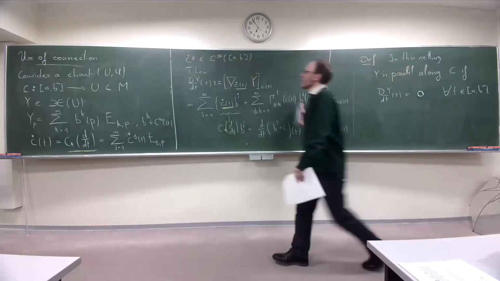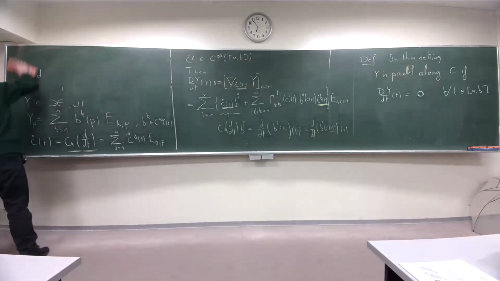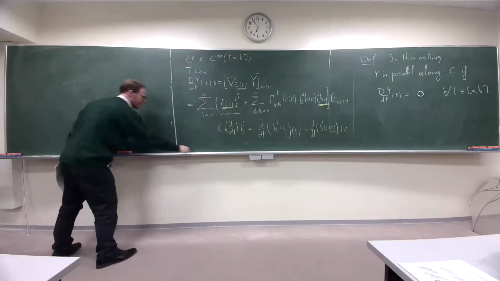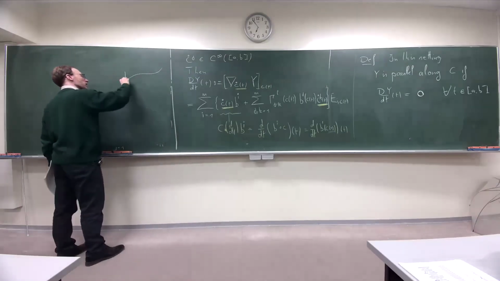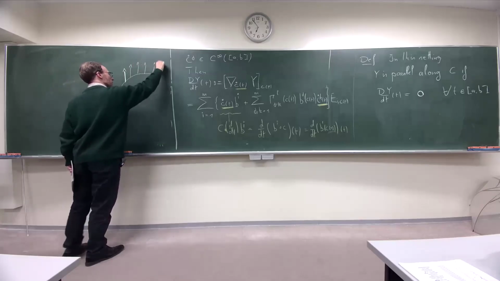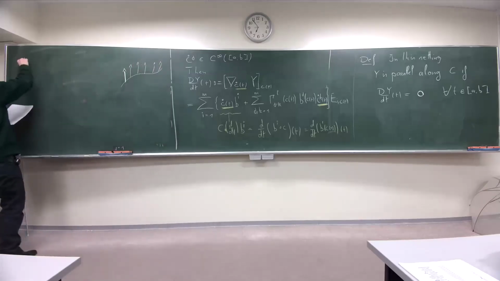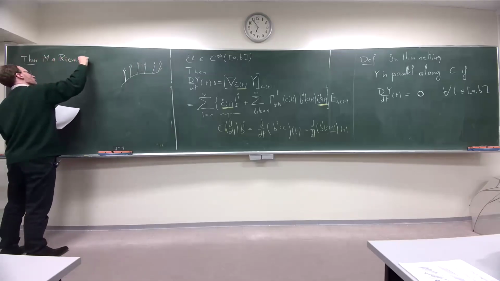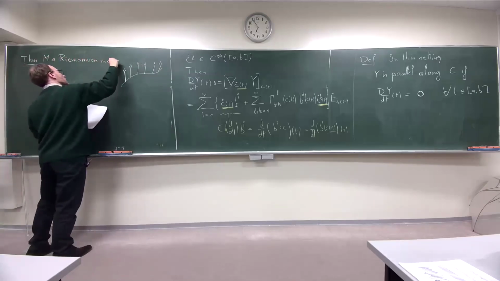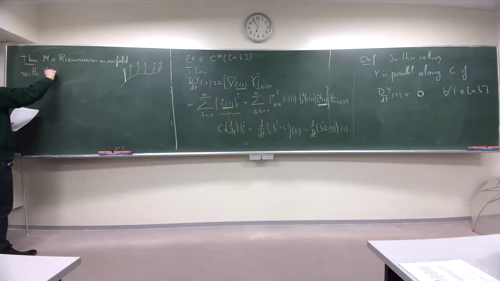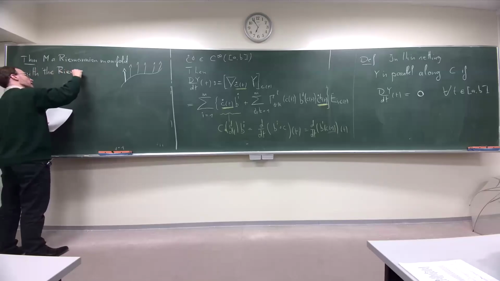And now the main theorem in this section. Probably if you Google parallel transport, you will see many pictures. You will see a curve like this. You start with a vector, and they are transported along the curve in this way. So what is the main theorem? Let M be a Riemannian manifold, with the Riemannian connection. And we know that it's unique.